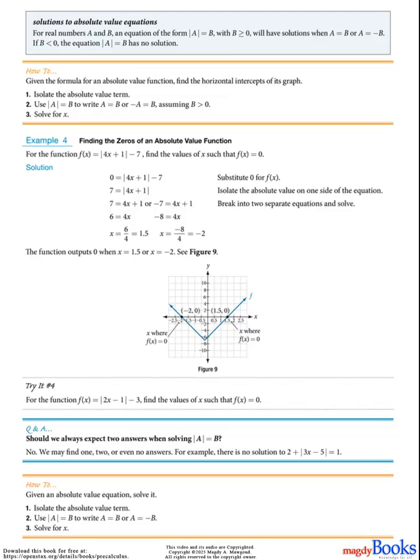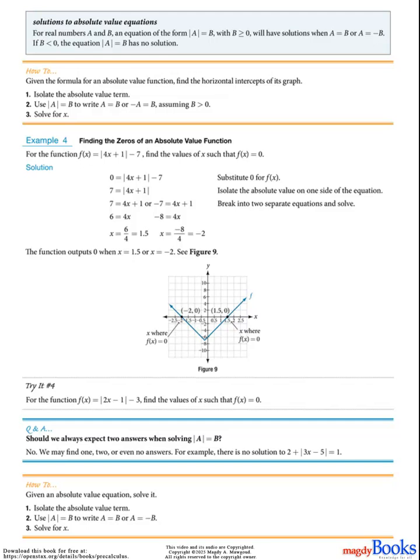See Figure 9. The graph shows the points negative 2, 0 and 1.5, 0, the x-intercepts, where f of x equals 0. Try it number 4. For the function f of x equals the absolute value of 2x minus 1, minus 3, find the values of x such that f of x equals 0.